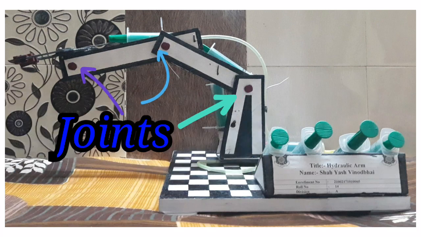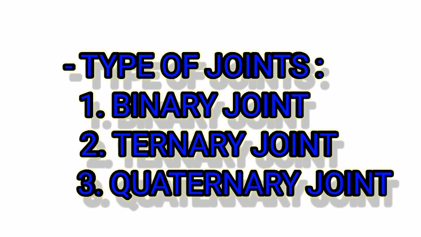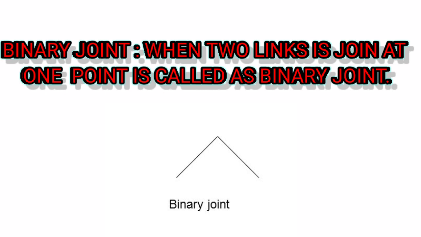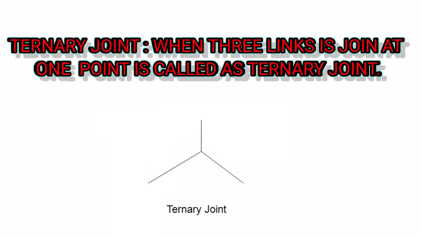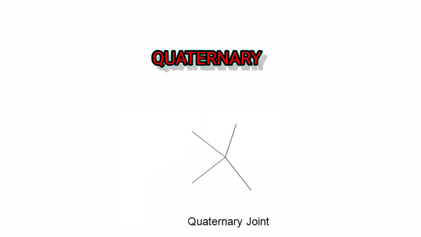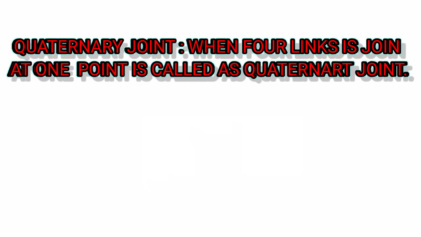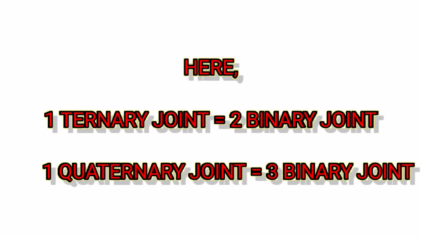In the concept, I also learned about the types of joints. There are 3 types of joints: binary joint, ternary joint, and quaternary joint. When 2 links join at one point, it is called a binary joint. When 3 links join at one point, it is called a ternary joint. And when 4 links join at one point, it is called a quaternary joint. Here, 1 ternary joint is equal to 2 binary joints, and 1 quaternary joint is equal to 3 binary joints.